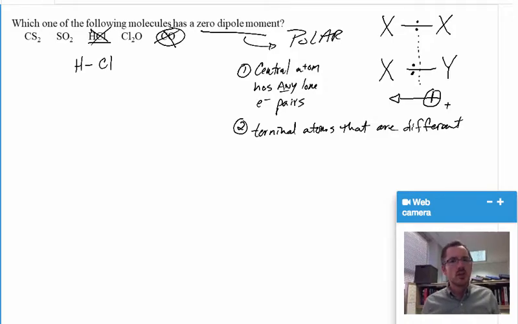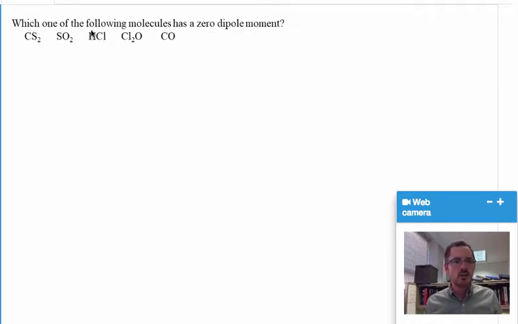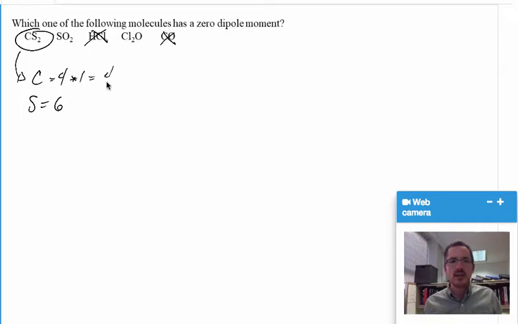So the first thing I'm going to do is draw my CS2 first, and let me just go ahead and continually mark out what I'm not using. So according to my periodic table, carbon has 4 valence electrons, and sulfur has 6 valence electrons. Now, I'm only going to multiply the carbon by 1 because I only have 1 carbon in there, and I have 2 sulfurs, so I have 12 electrons to work with. So a grand total of 16 electrons to work with.